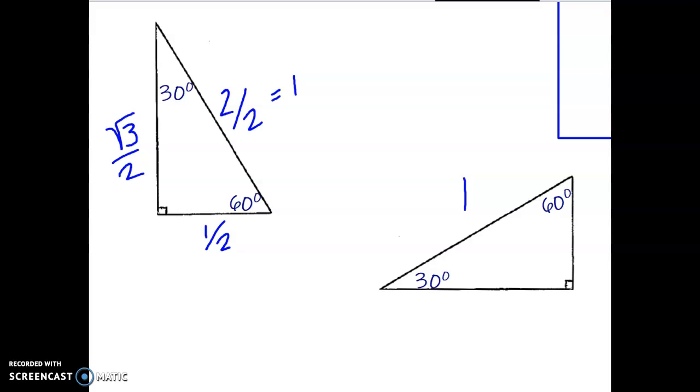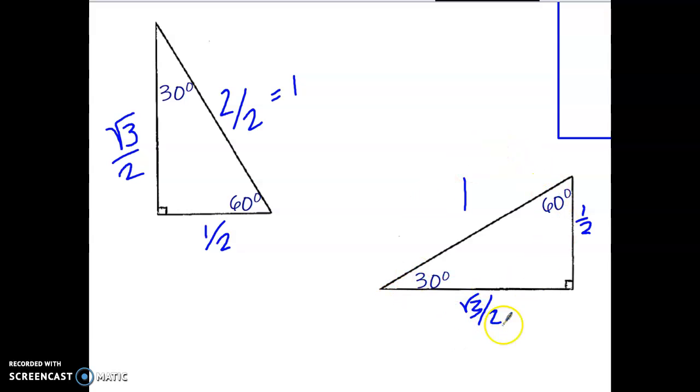This time I don't have anything that I need to change. Everything has integers in the denominator, so it's fine. So across from the 30, I'm going to put 1/2. And across from the 60, I'm going to put square root of 3 over 2.